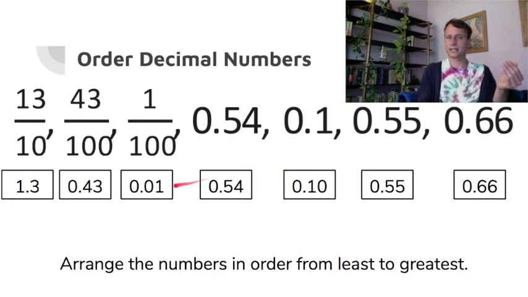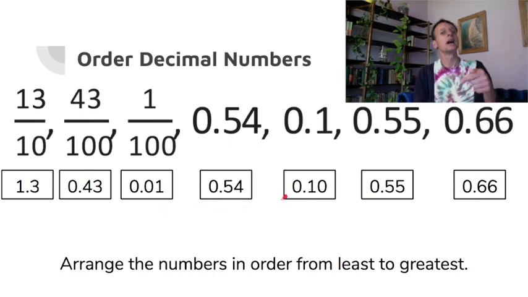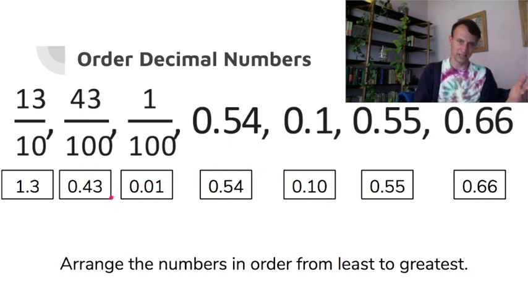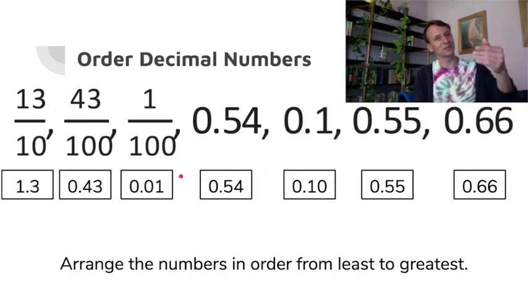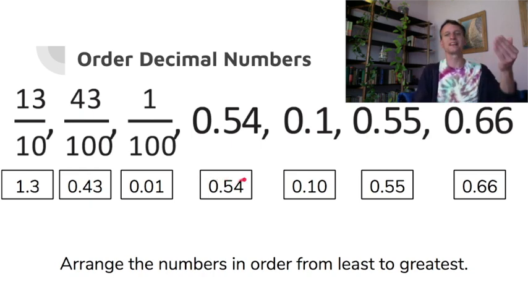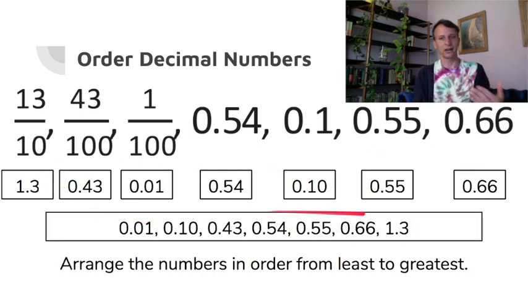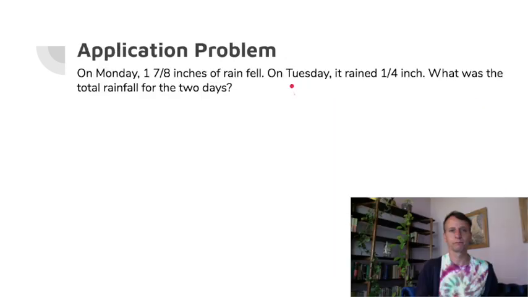And think of these in terms of money as well. Yeah, 1/10 is just a penny, right? That would come first. Then what? 10 cents, right? 10 hundredths, then 43. See, I told you once you get to this point, it picks up speed, doesn't it? 54, 55, 66. We already said the greatest was that one. And there they are. Isn't it beautiful? Moving on. Here we go.